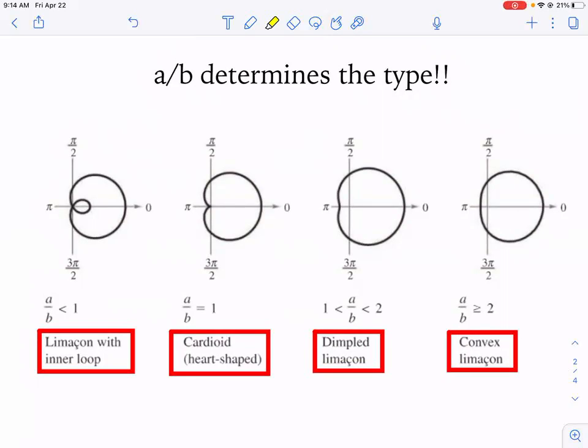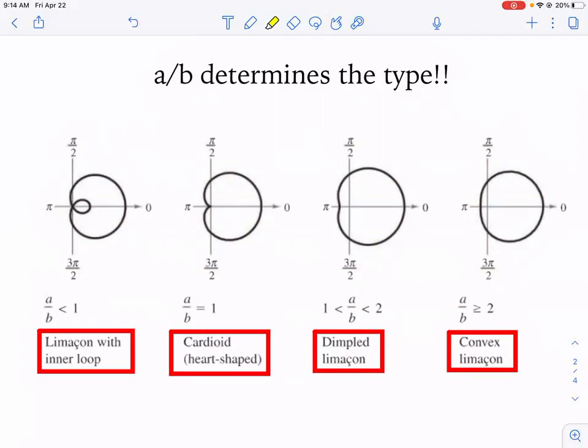Okay. Now these two, do they go through the pole? No, they don't. If A divided by B is between 1 and 2, we have what's called a dimpled limaçon. So it kind of dips in a little bit. Sort of like if you had a ball of Play-Doh and you touched it, it would dip in a little bit. Or like a big ball of pizza dough. Like if you were dribbling a soccer ball and it's slightly deflated.